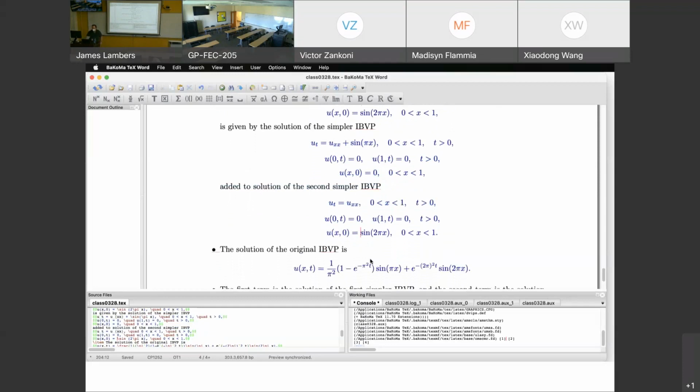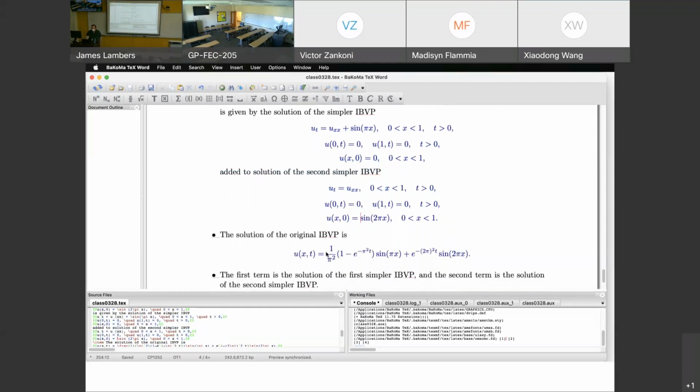So the solution of the first piece is this right here. And the solution of this IBVP is this term here. You just add them together, and that is the solution of the original problem. So you can always break it down like that when the PDE is linear.